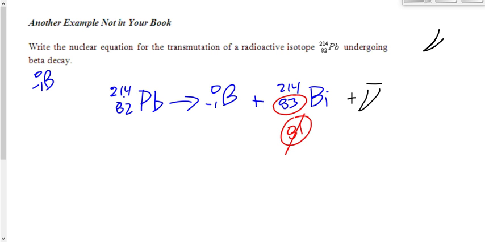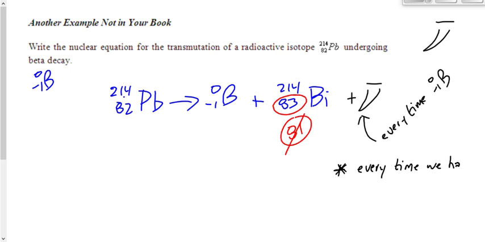This, by the way, is a symbol for a neutrino. This is the symbol for an antineutrino, with a little line over the top of it. That occurs every time we have beta minus decay. Now, on the flip side of that, I'll put a little star by this. Every time we have beta positive decay, what's produced? What do you think is going to be produced here? A neutrino. You don't get either one of them with alpha decay, but with beta minus, you get an antineutrino. With beta plus, you get a neutrino.